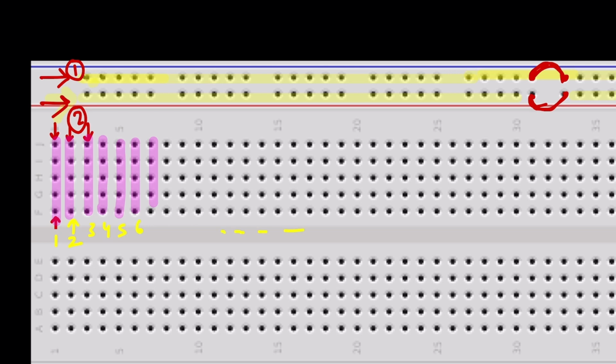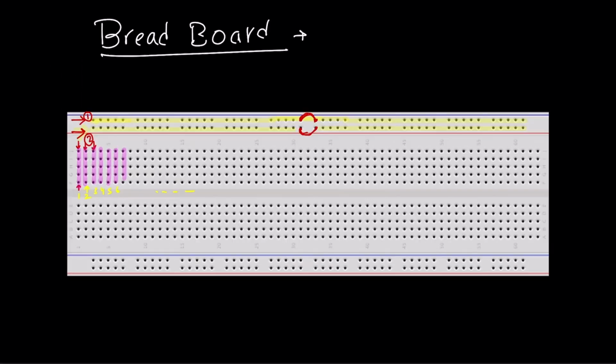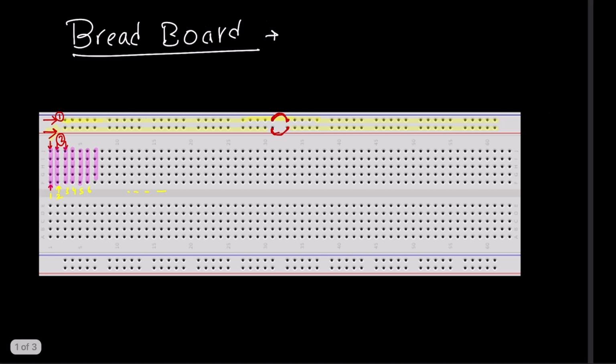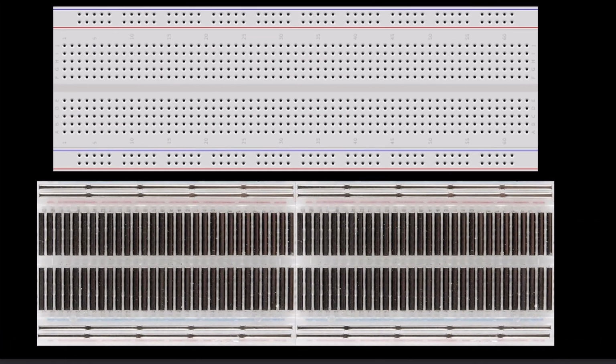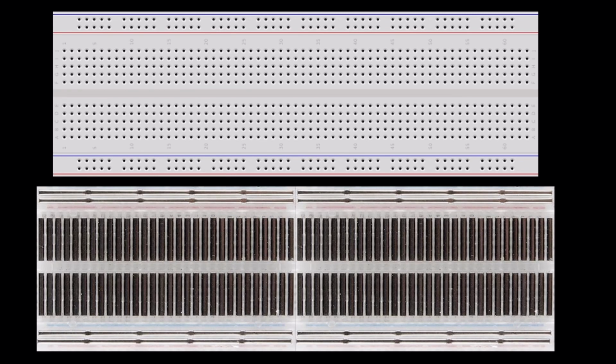So I think you already understand the internal connection of the breadboard. And now this will be much easier if I show you the backside of the breadboard. Here you can see in the bottom, this is the backside of the breadboard. That means in the top view, you can see this where we need to put the elements like capacitor, transistor, resistor, voltage source. But on the backside you can see the connection like this.